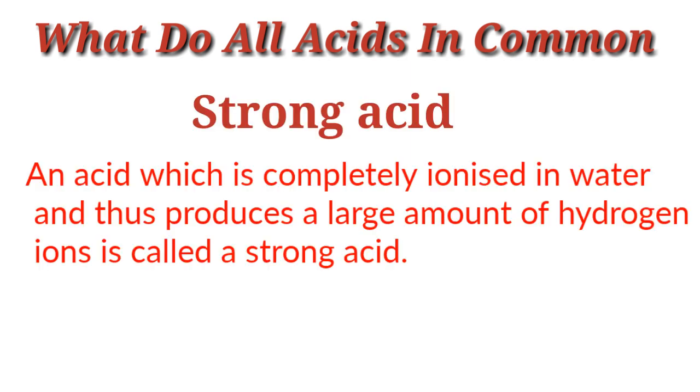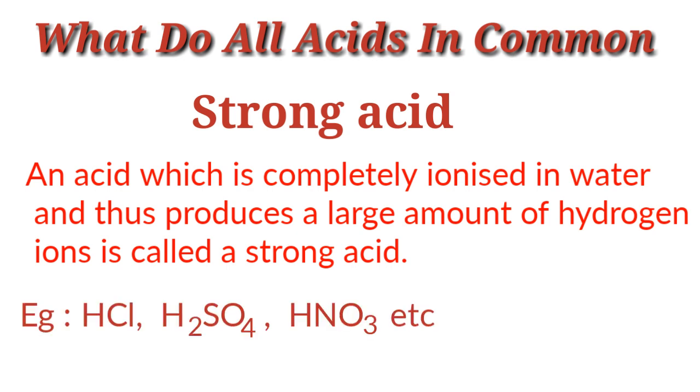Next is strong acid and weak acid. An acid which is completely ionized in water and thus produces a large amount of hydrogen ions is called a strong acid. Hydrochloric acid, sulfuric acid, nitric acid are examples of strong acids. Strong acids react very rapidly with other substances. They also have high electrical conductivity because of the high concentration of hydrogen ion in the solution. Thus they are called strong electrolytes.